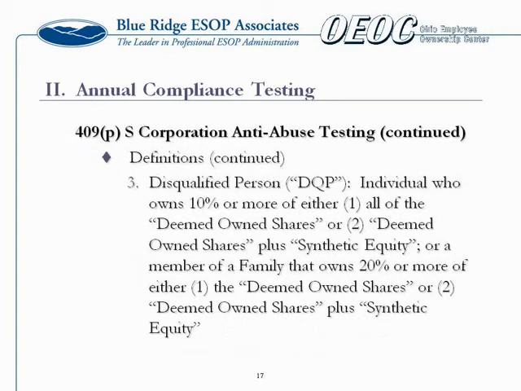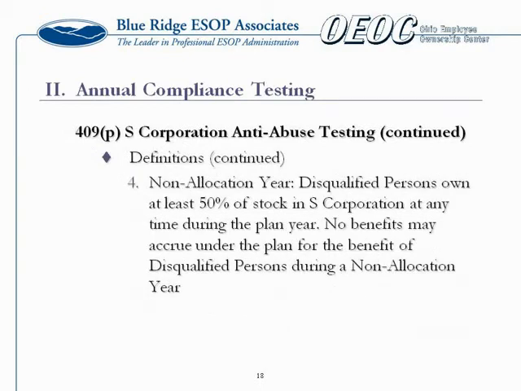And then our last definition would be a non-allocation year, and this is what we want to avoid. This would be when a disqualified person owns at least 50% of the stock in the S corporation at any time during the year, and it's important that they cannot own 50% or more at any time during the year. During your non-allocation year, no benefits may accrue under the plan for that disqualified person. So that would be your non-allocation year.